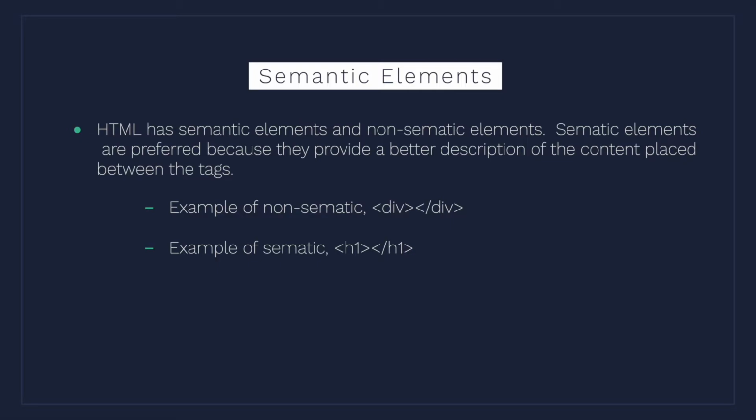An example of a non-semantic element would be a div, and an example of a semantic element would be an h1. If we look at the div element, it does not give a good description of the content that's placed between the tags. In other words, we cannot look at the div element and know what its content should be. However, if we look at the h1 element, h1 is a header element, and that should contain the main or most important heading. Therefore, just by looking at the name of the element, we know what content should be placed between the h1 tags.